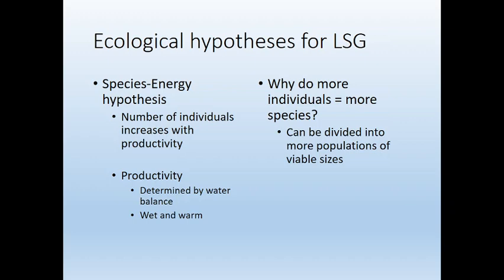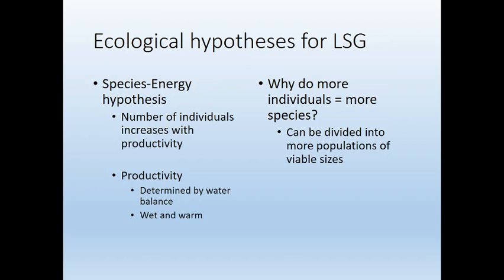And that productivity is really determined by the water balance, so how much water you have given the temperature. So if it's super hot but you don't have a lot of water, like Nevada, that's not going to make a lot of productivity. If it's super cold but you have a bunch of water, that's still also not going to be a productive system. So the wetter and warmer a system is, generally, the more productivity you have.